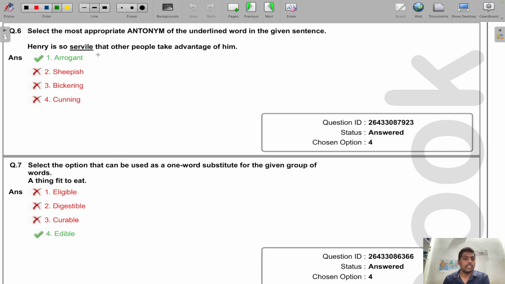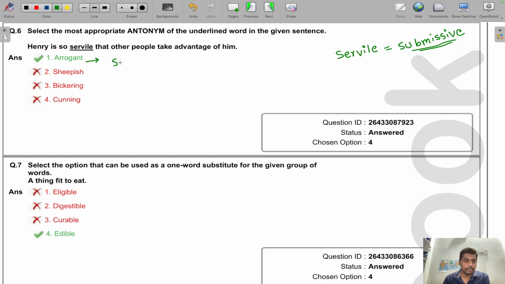So they are asking what is the antonym of servile. Guys, if you don't know, just make a note of this one. Servile actually means submissive. Submissive means whatever the other people say, you will blindly do that without arguing anything. So you are ready to do that thing, whatever it is. So definitely the opposite will be arrogant.